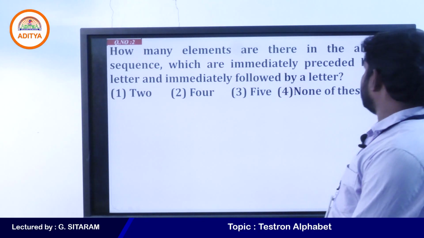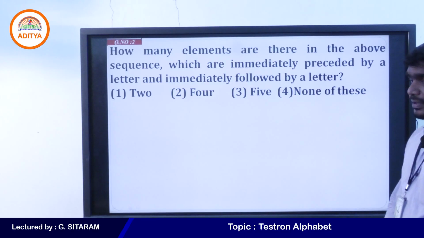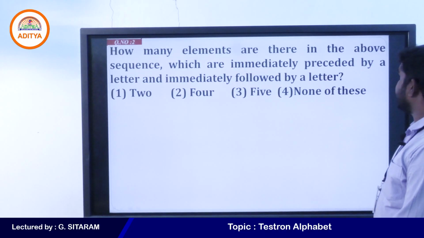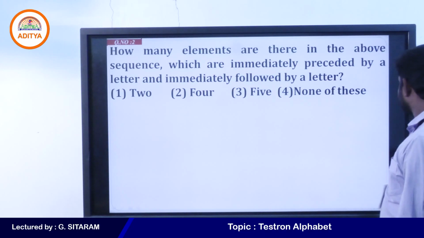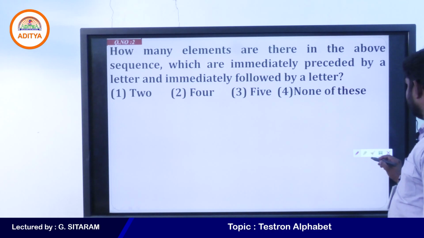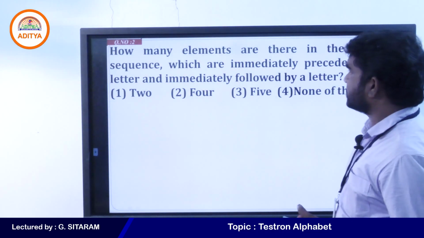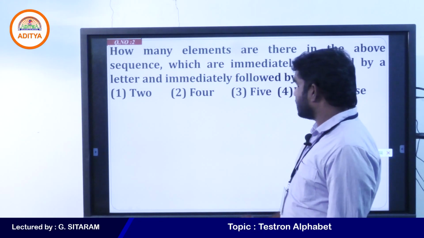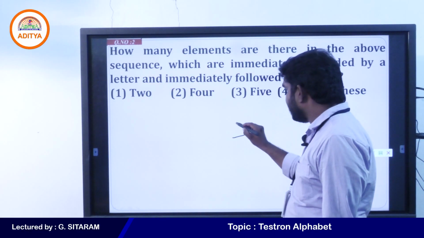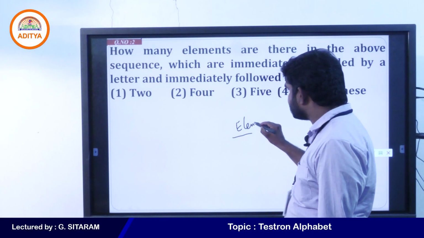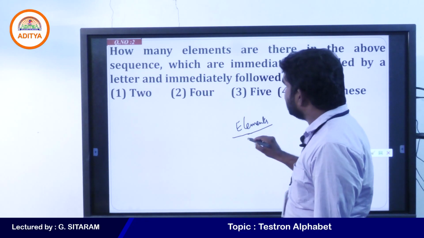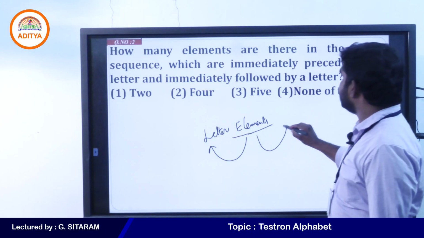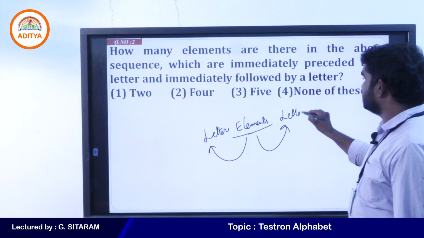How many elements are there in the above sequence which are immediately preceded by a letter and immediately followed by a letter? How many elements are there which are immediately preceded by a letter and immediately followed by a letter?